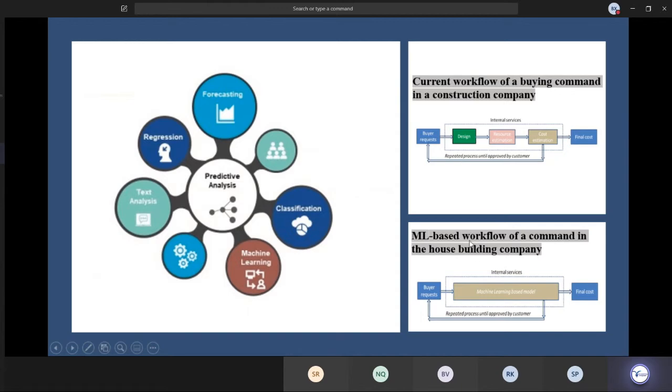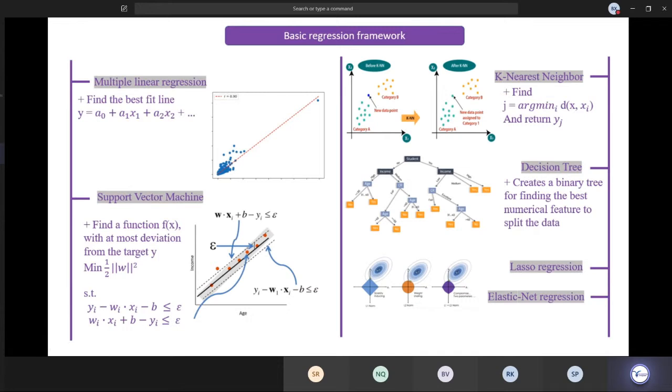In this presentation, we just consider the traditional machine learning regression methods, such as linear regression. We try to find the best fit line based on the linear equation. Next one is support vector machine. We try to find a function f(x) with the most deviation from the margin from a target y, like this figure. Next one is the k nearest neighbor. Actually, this method is mostly used in clustering problems, but it is still possible for the regression problem, so we still use this.